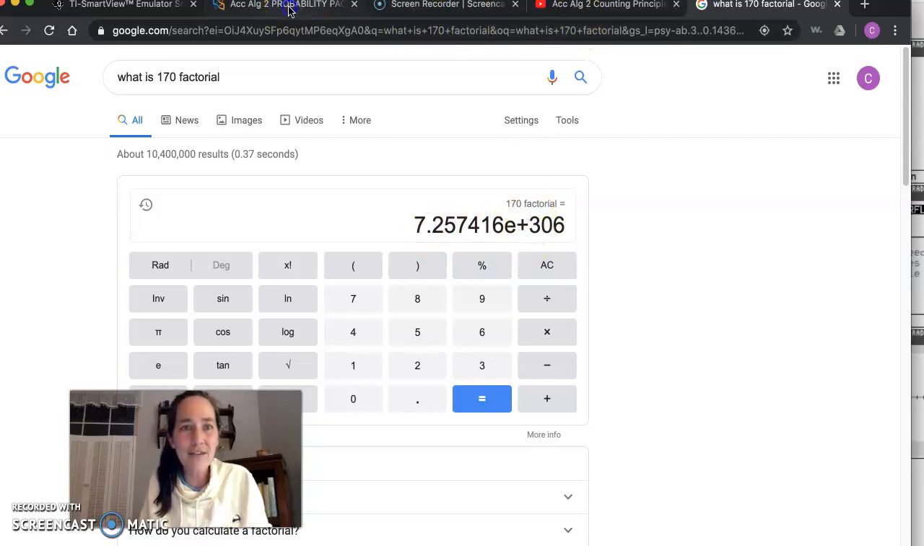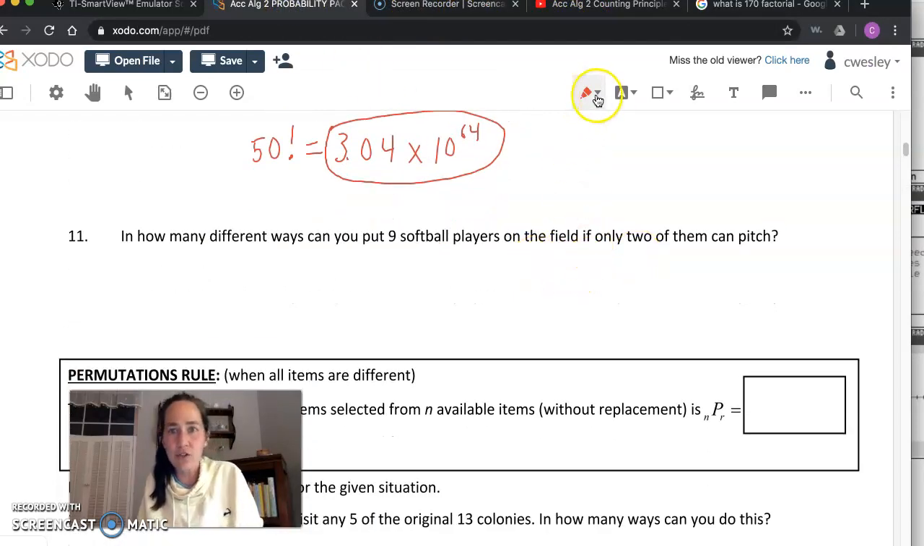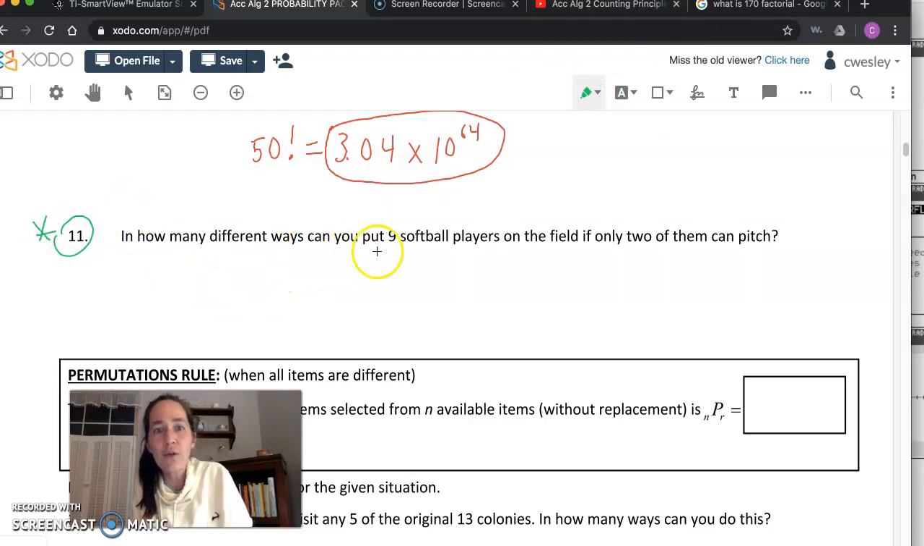All right, back to the worksheet. Let's look at number 7. How many different ways? Okay, so this is a good challenge question. Let's switch to green. It's a softball question, but it's not a softball by any means. It's a little bit tougher. How many different ways, we're talking about an order here, can you put 9 softball players on the field if only 2 of them can pitch? And where you put them on the field matters because that's the position that they're going to be playing.